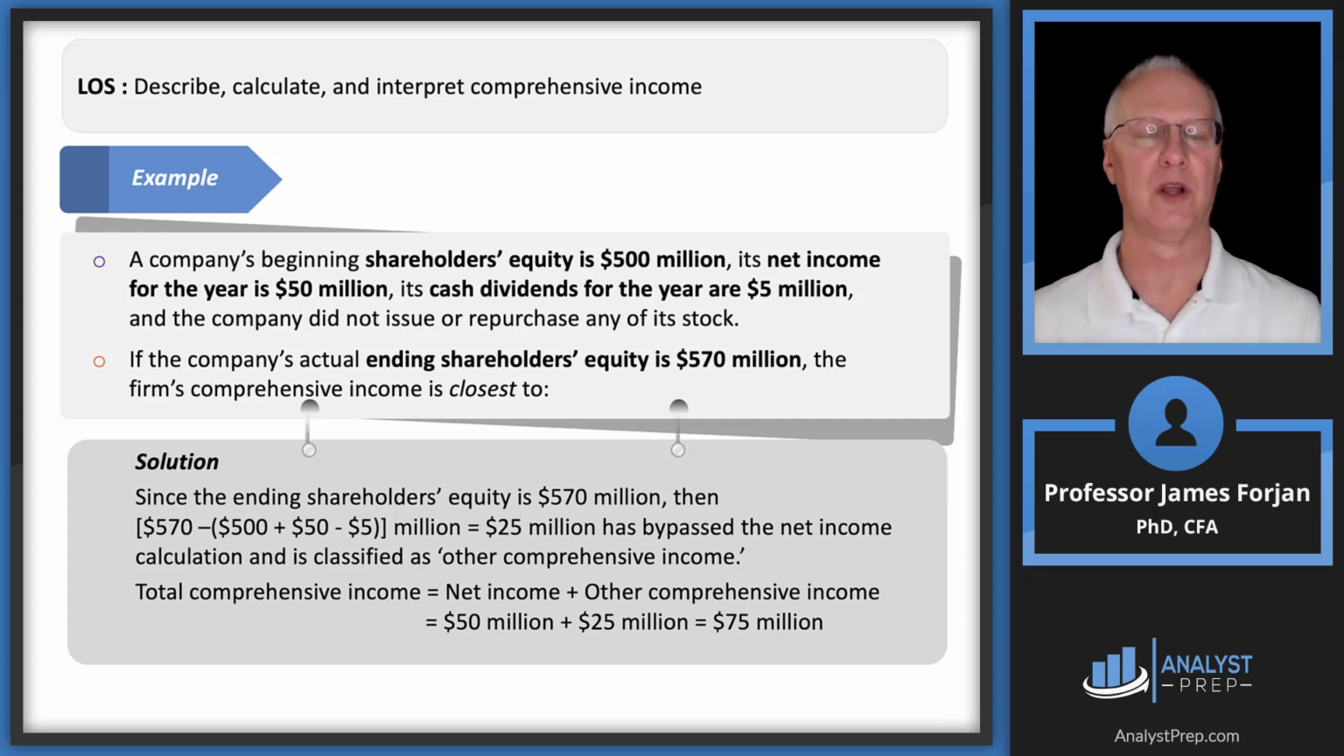All right, so this answer here is pretty straightforward math. We'll start with the 570, and then we're going to subtract out the beginning shareholders' equity. We're going to add the net income, right? We're adding net income from the income statement. We pay out $5 million from retained earnings. So that gives us $25 million. So total comprehensive income is going to be net income plus other, 25. So there's the 75.